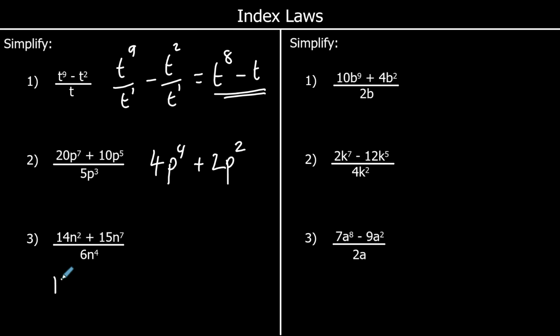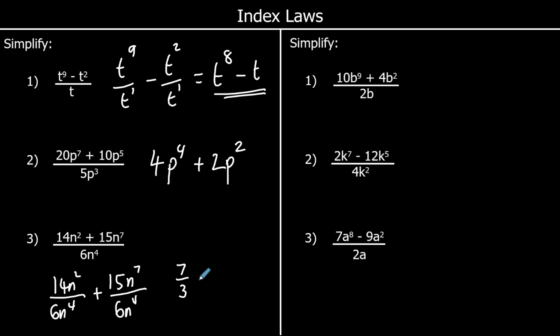And question 3, I've got 14n squared over 6n to the power of 4. I've got 15n to the power of 7 over 6n to the power of 4. So 14 over 6. 6 doesn't go into 14, but I can simplify it by halving them both. So I can have 7 over 3. So I write 7 over 3, and n squared over n to the power of 4.